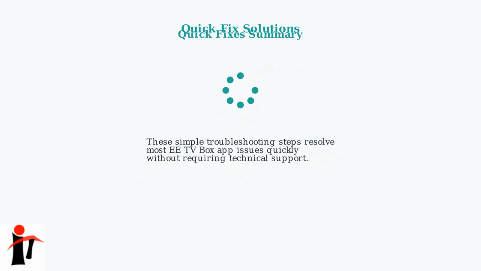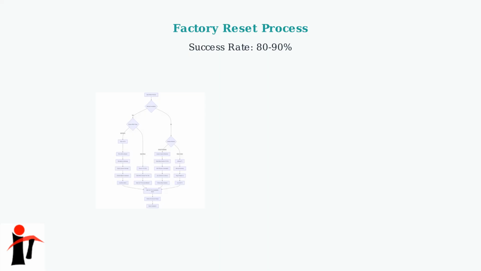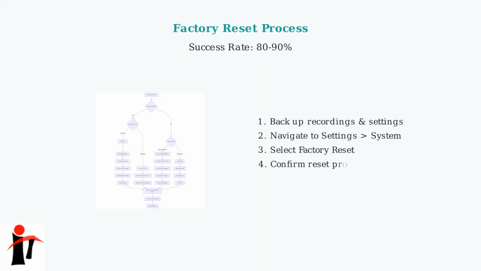These three quick fix methods can often get your apps back up and running within minutes. Try them in order, starting with the soft reset, as they address the most common underlying causes of app problems on EETV boxes. When quick fixes don't resolve your EETV box app issues, advanced troubleshooting becomes necessary.